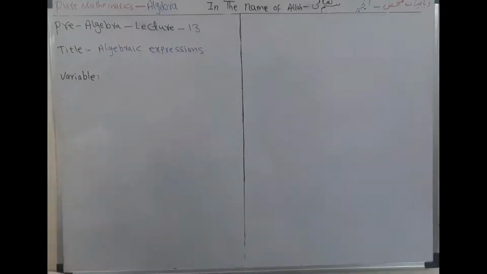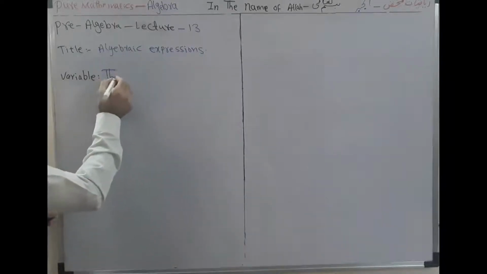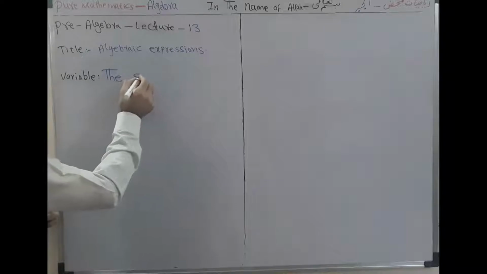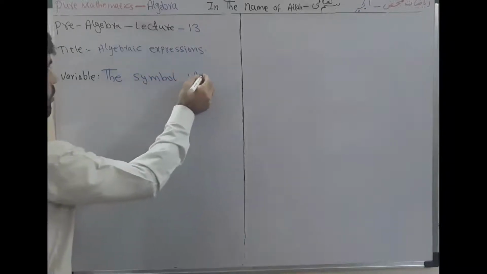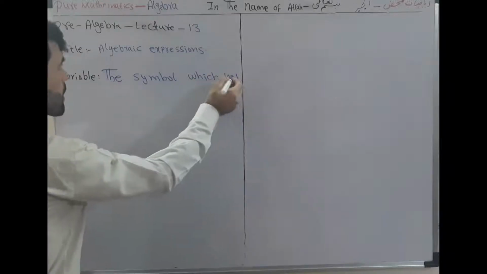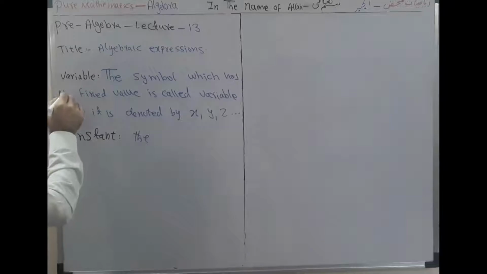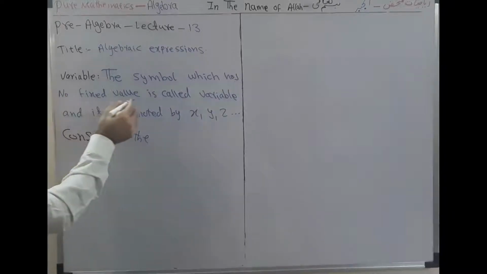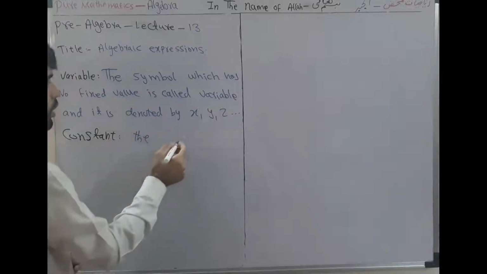First, variable. We want to define variable in algebra. The sample which has no fixed value is called a variable, and it is denoted by x, y, z, and so on.